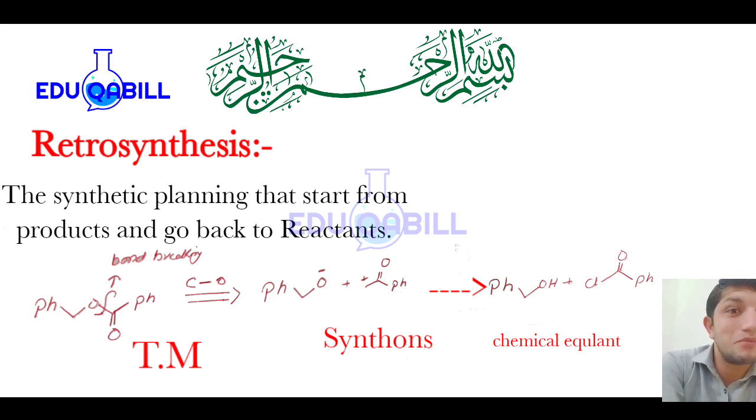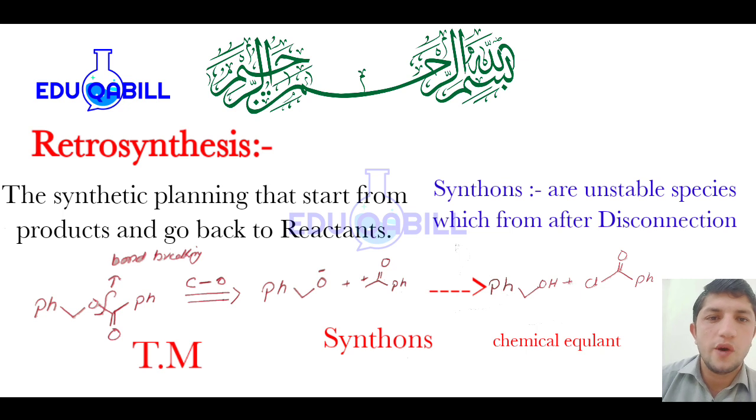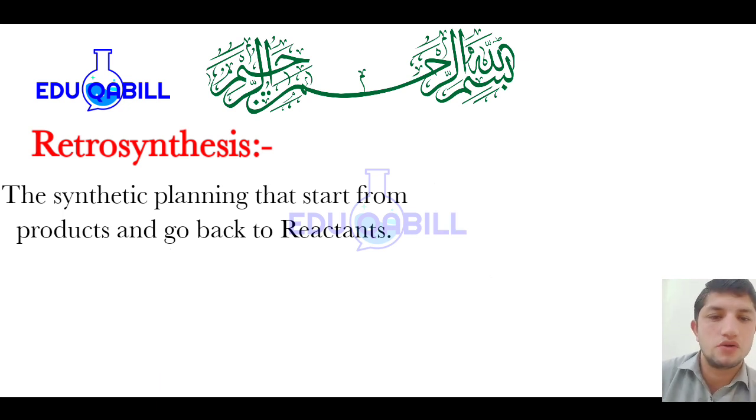When the disconnection occurs, the pieces formed are not the product; they are called synthons, one of which bears a positive charge and the other a negative charge. Now, this synthon will react with its oppositely charged species and form a chemically equivalent compound. A synthon is an unstable species which forms after the disconnection of a compound in retrosynthesis.